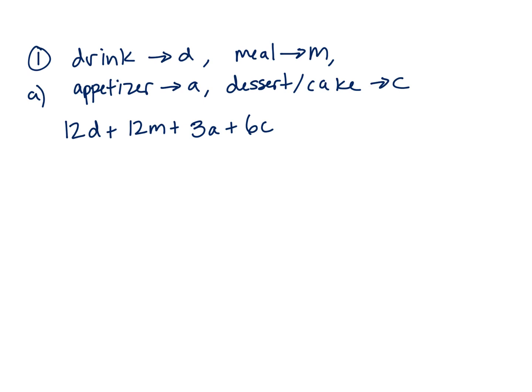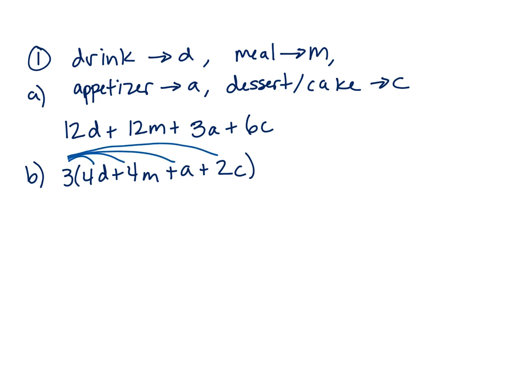Then in part B, it says the waitress wrote the expression 3 times 4D plus 4M plus A plus 2C. Was she correct? Well, if you use the distributive property, we can check. 4 times 3 is 12. 4 times 3 is 12. A times 3 is 3A. And 2C times 3 is 6C. So she is correct.